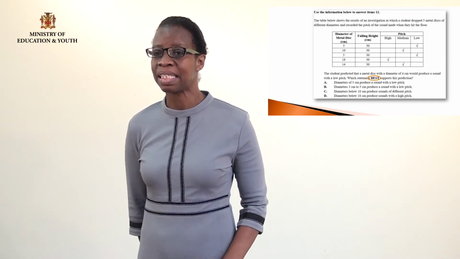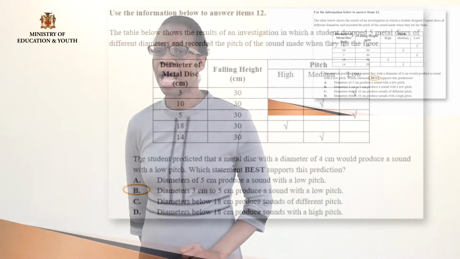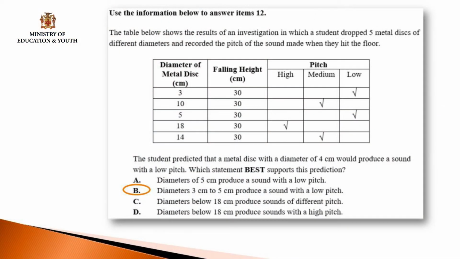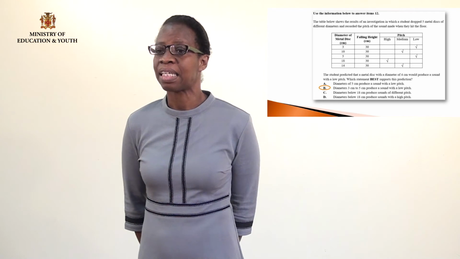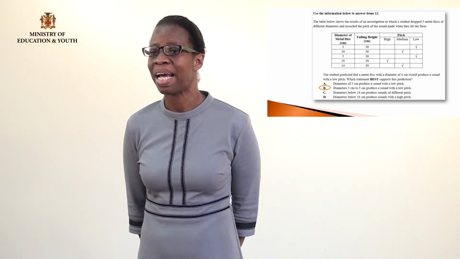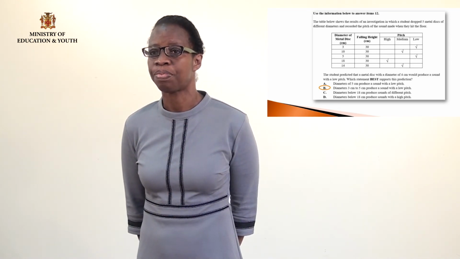So we're looking for the best statement, right? And the best statement would be that diameters between 3 and 5 will produce a low pitch. And so they could predict that a 4 centimeter diameter would also give us a low pitch. Remember, in that question, you're looking for the best statement.